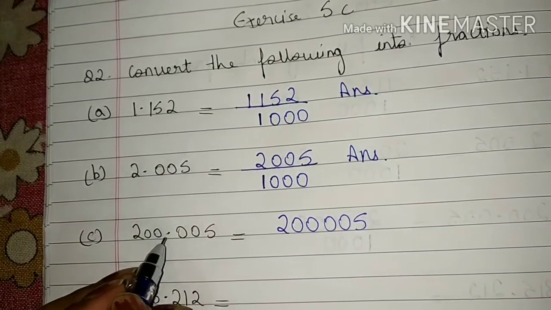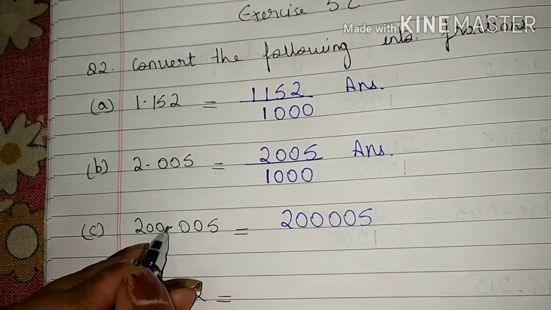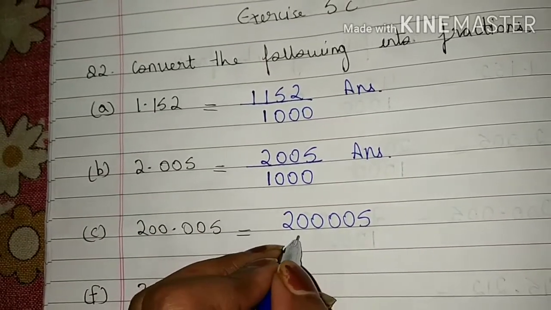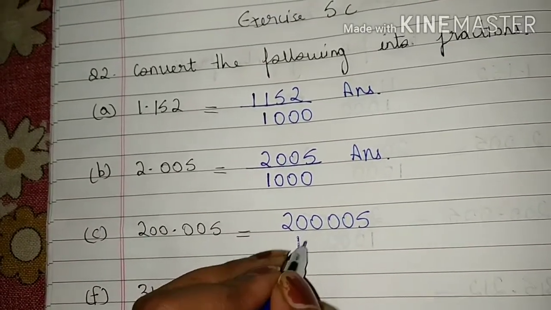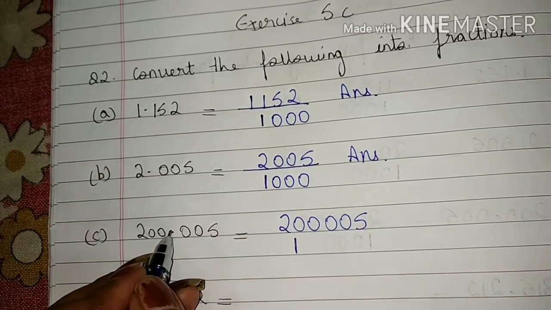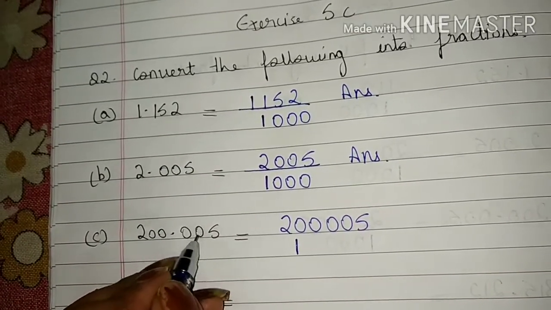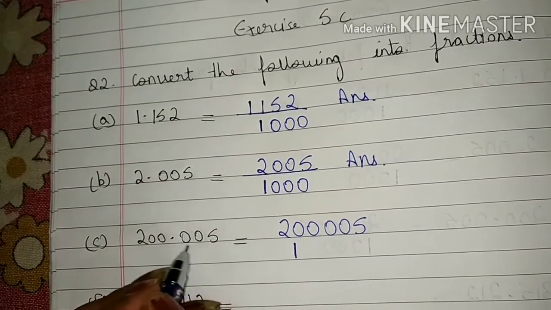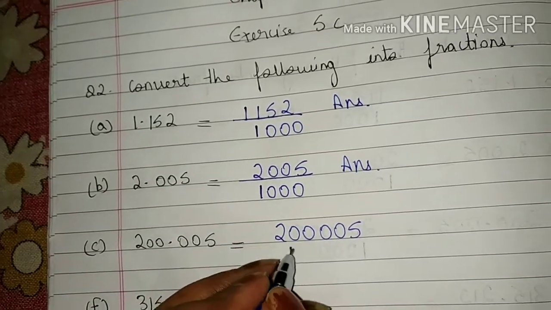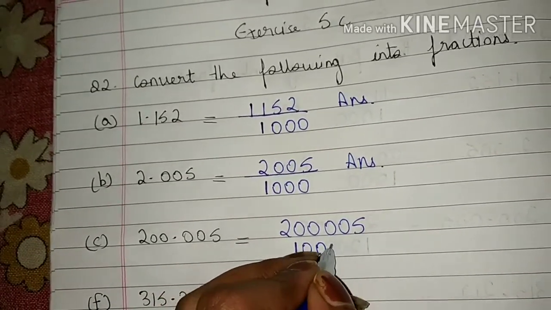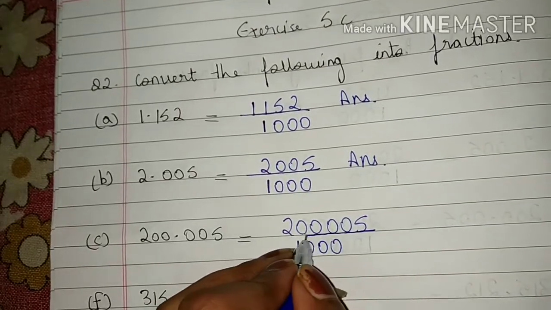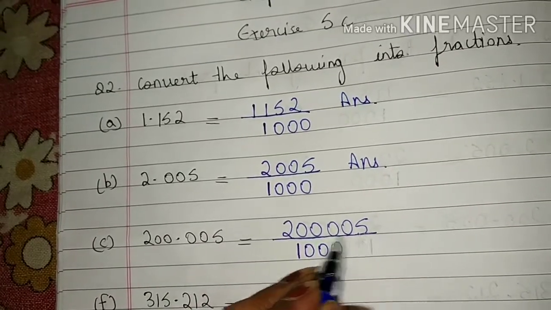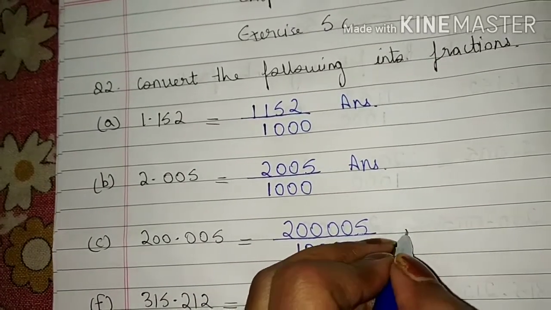Now students, come to the question again. You can see that here is a decimal point. So for decimal point, we will write 1 in the denominator. Now students, after a decimal point, you can see 3 numbers are given to you. 1, 2, 3. So we will write 3 times 0 in the denominator. Now students, 200005 by 1000. This is your answer.